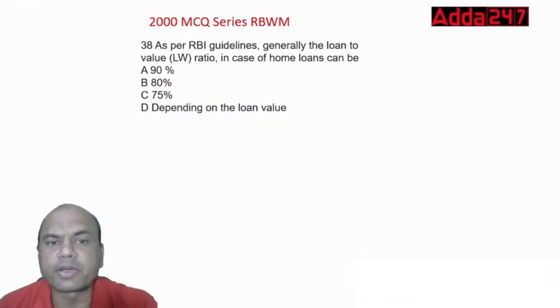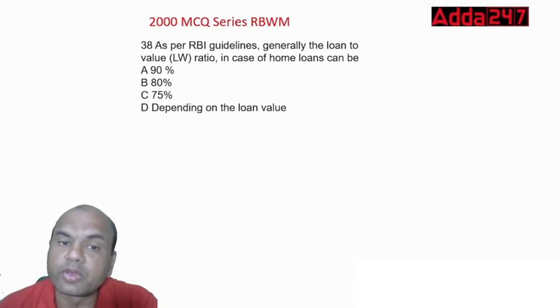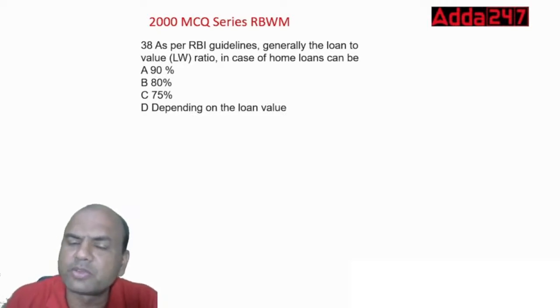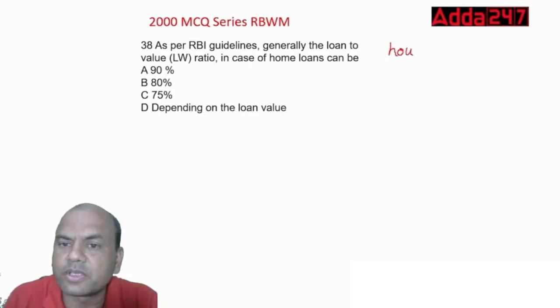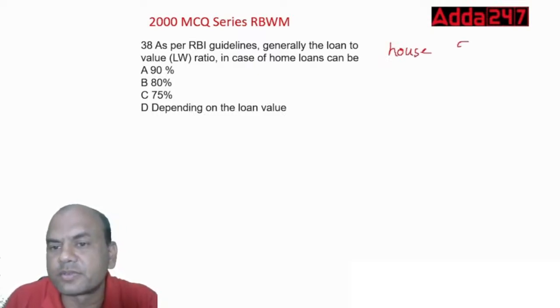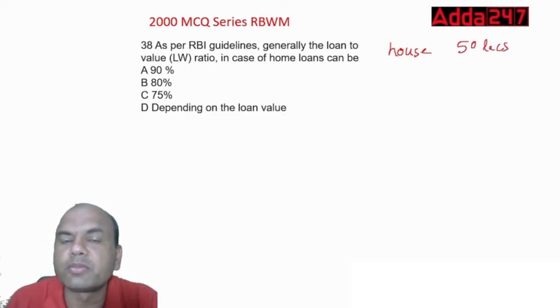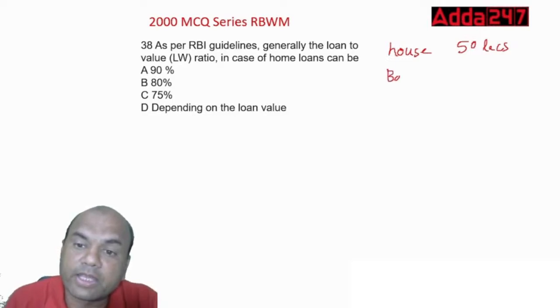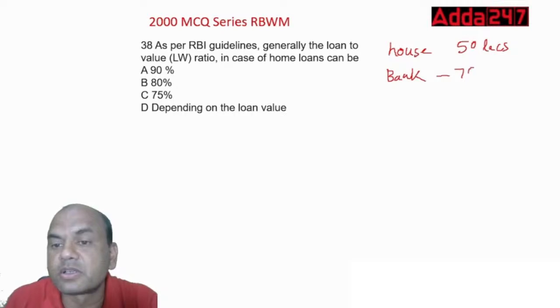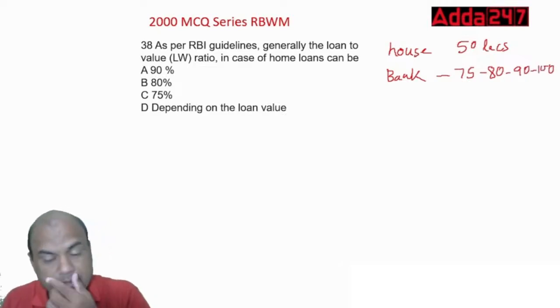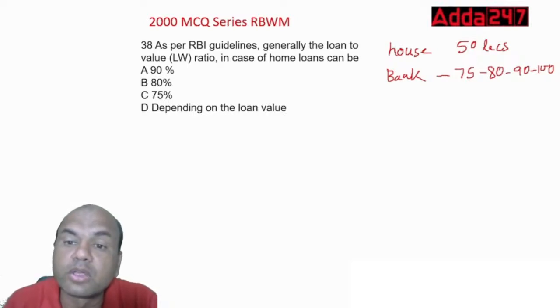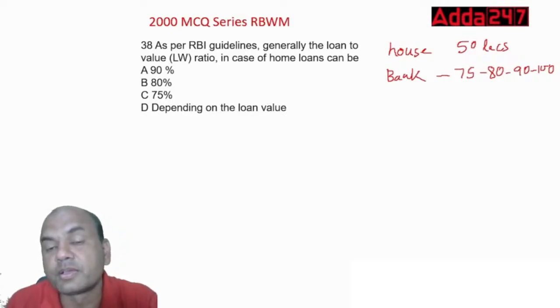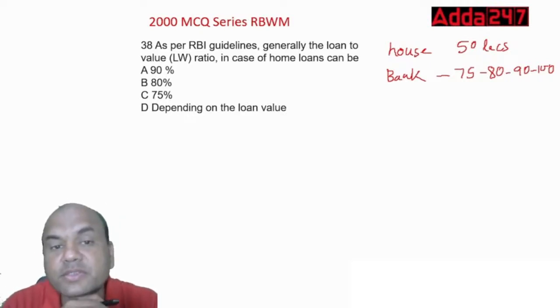As per the RBI guideline, generally the loan to value ratio in case of home loans is what? What is this loan to value ratio? It means suppose the house I am purchasing is for, let's say, 50 lakhs. How much loan can be given by the bank? Will the bank give the complete 50 lakhs, or around 75%, or 80%, or 90%, or 100%? How much loan will be given by the bank? That is known as loan to value ratio. Is it 90, 80, 75, or depending on the value of the loan? What is the answer? Type fast in the comment section. Everyone, type fast. Let me see.